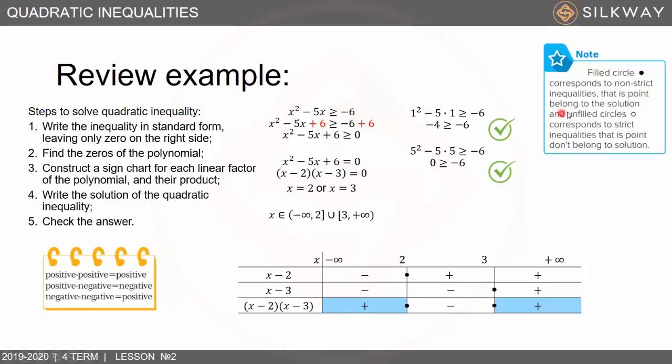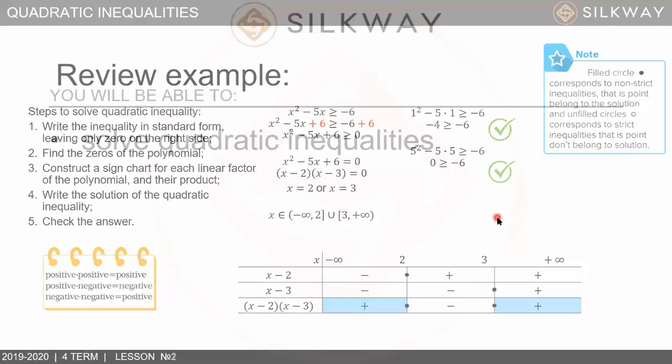that is, the point belongs to the solution, the filled circle belongs to the solution. It means that we include these 2 and 3 in our solution. Okay, and then unfilled circles here correspond to strict inequalities, that is, the point doesn't belong to the solution. I think it's understandable. Okay, next.